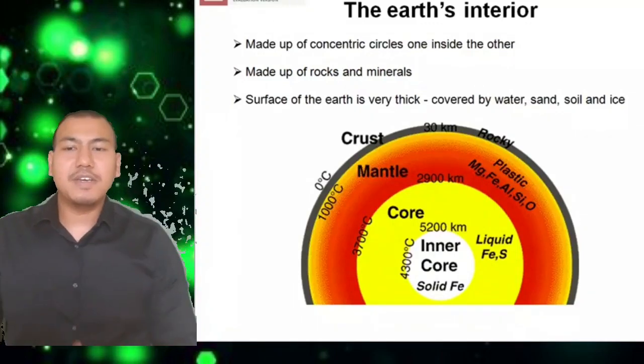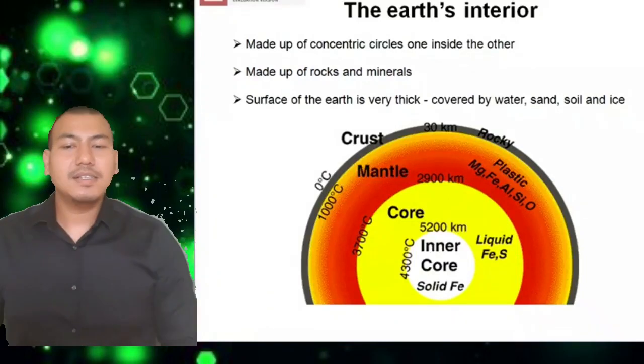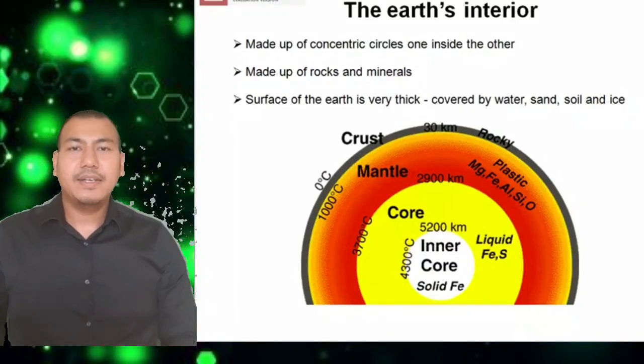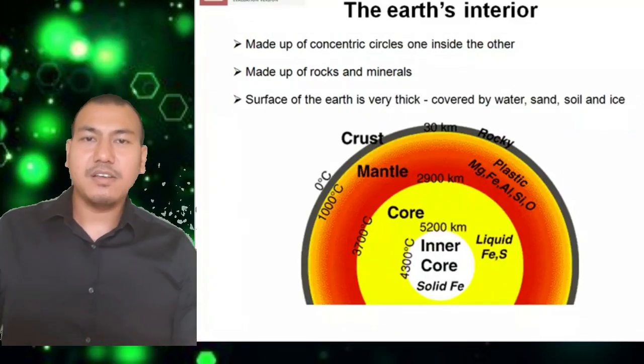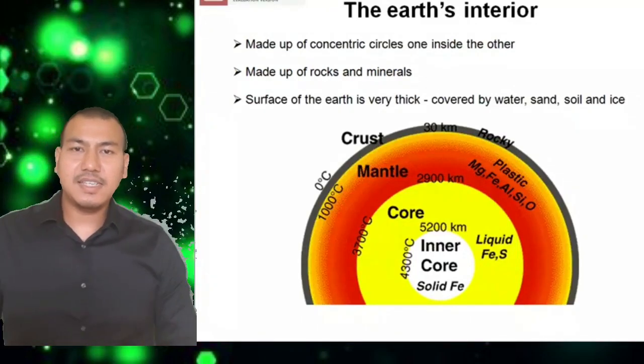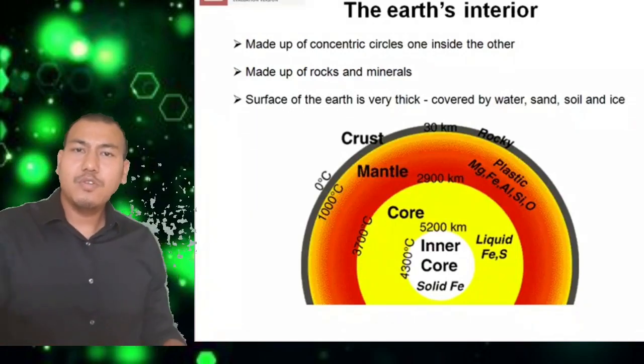The surface of the earth is very thick, covered by water, sand, soil and ice. The place where we are standing today, that is the surface, that is the crust, and it extends up to 5 to 40 kilometers.